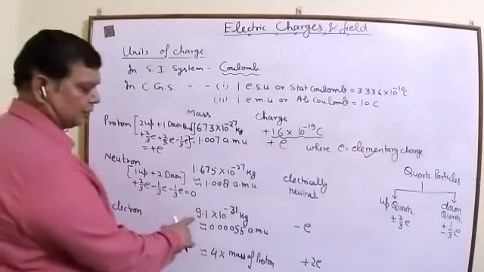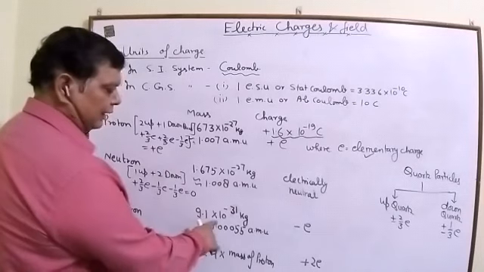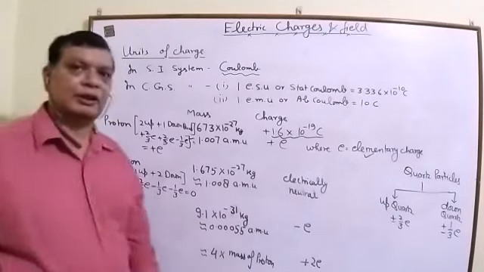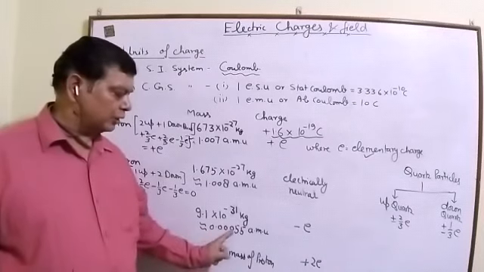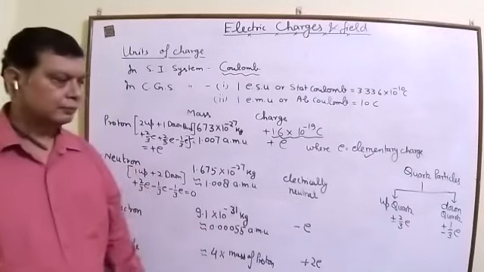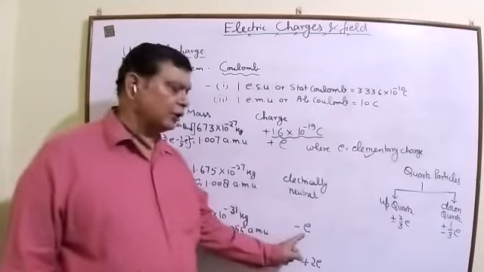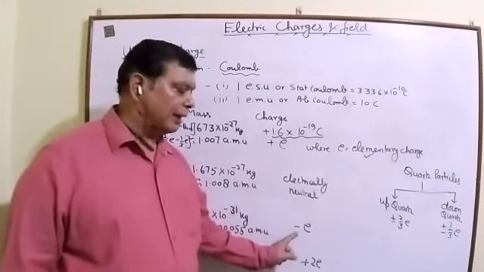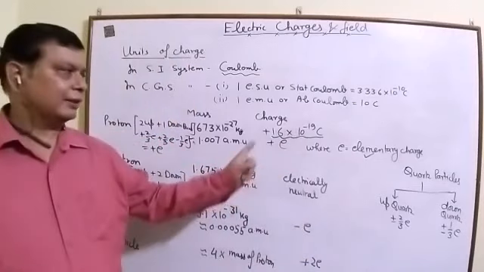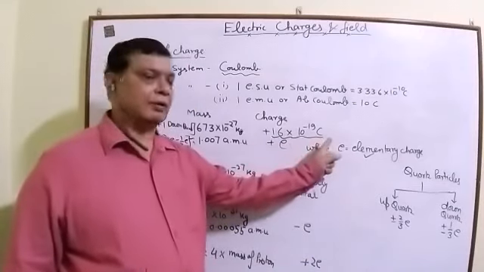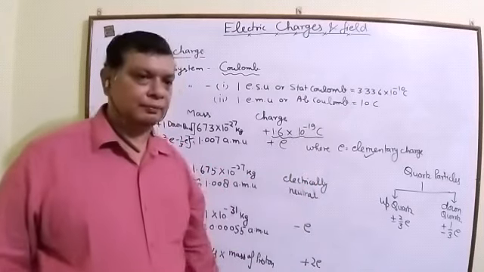Next particle is electron. Its mass is 9.1 into 10 to the power minus 31 kg, and in AMU it is 0.00055 AMU. And the charge on the electron is minus E. E means, as I have told you, 1.6 into 10 to the power minus 19 coulomb.